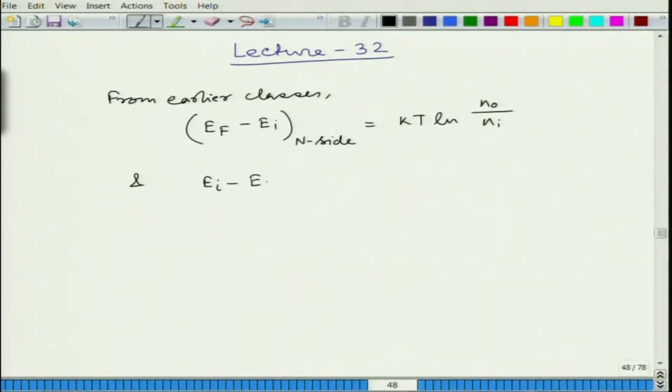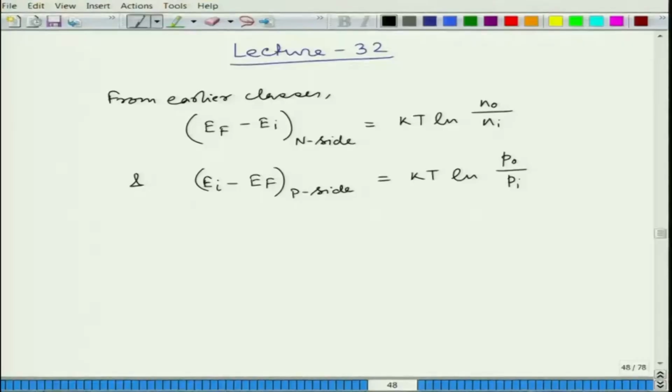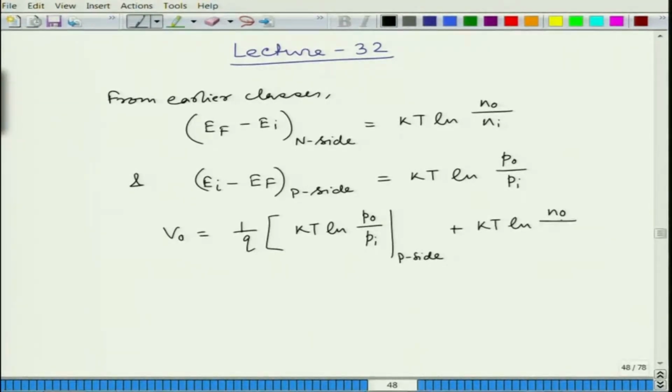and similarly for the p type it is kT natural log of p naught over p_i. Again, this p naught stands for the hole concentration under equilibrium for the extrinsic or doped semiconductor, and p_i is the intrinsic concentration of the holes. So, now in the expression of built in potential, we can replace these two quantities, the shift in Fermi level, with these kT natural log terms. This is for the p side, plus kT natural log n naught by n_i, which is at the n side.